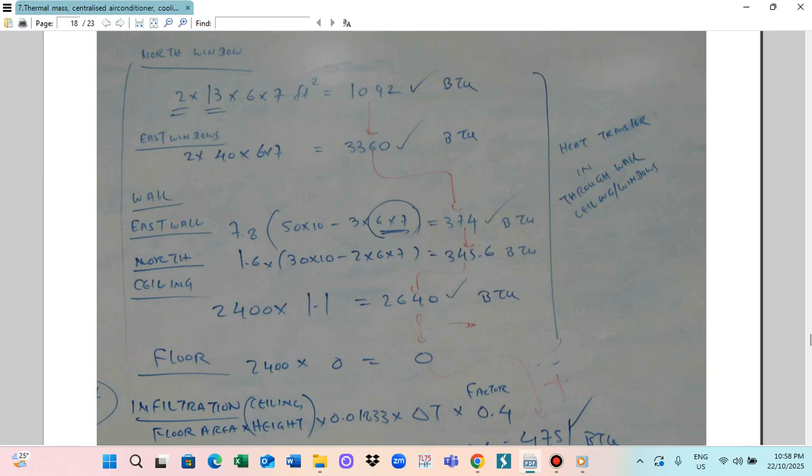So north window. So this is the north side. This one is the south. This is the east, and this is the west. So how many north windows? The north windows are 2 windows. You see the view, one view, another view. So there are 2 windows.